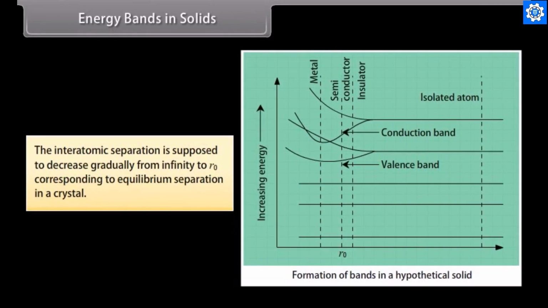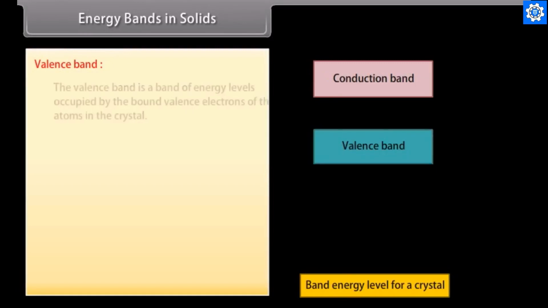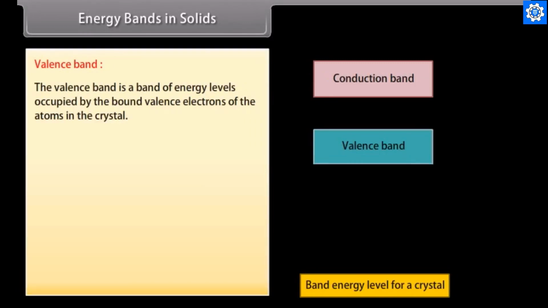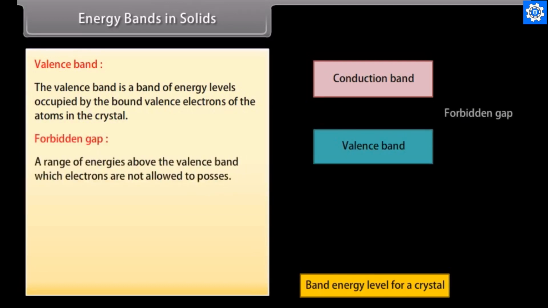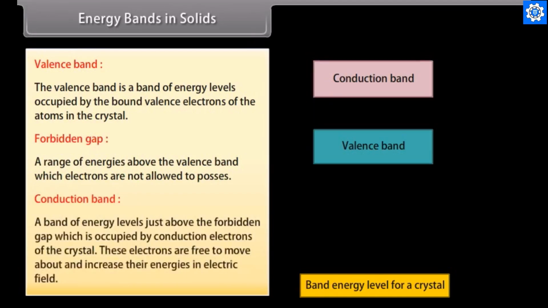Valence band. The valence band is a band of energy levels occupied by the bond valence electrons of the atoms in the crystal. Forbidden gap. A range of energies above the valence band which electrons are not allowed to possess. Conduction band. A band of energy levels just above the forbidden gap which is occupied by conduction electrons of the crystal. These electrons are free to move about and increase their energies in electric field.